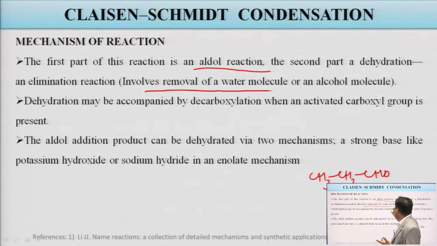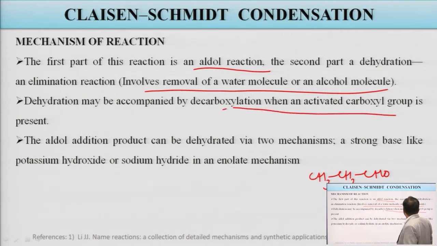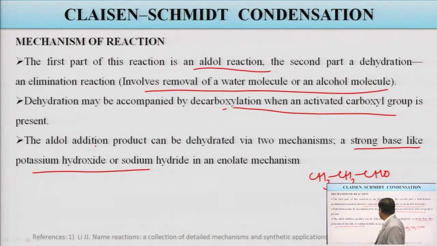So, it involves the removal of a water molecule from an alcohol molecule. When we use sodium ethoxide or metal ethoxide as a base, then an ethanol molecule will be removed. If we are using a base like NaOH, then a water molecule will be removed, okay. Dehydration may be accompanied by decarboxylation when an activated carboxyl group is there. Aldol addition product can be dehydrated via two mechanisms: a strong base, I told you, like potassium hydroxide or sodium hydroxide, in an enolate mechanism. So, how it is happening, we will see.